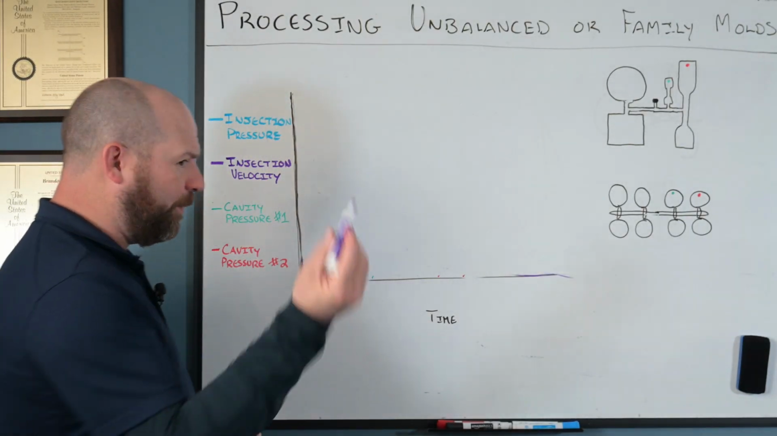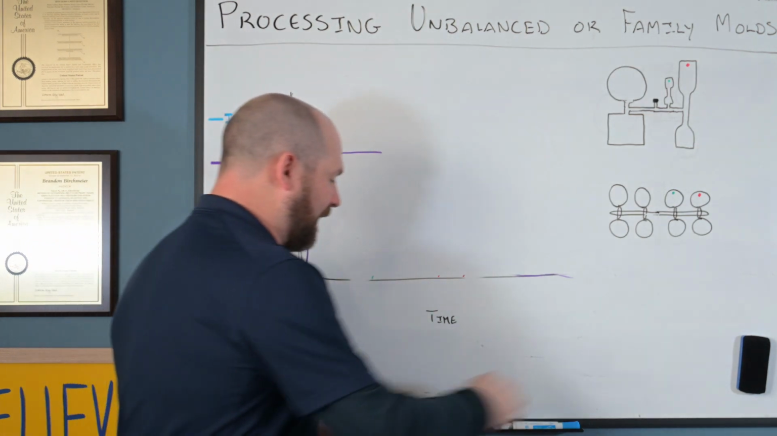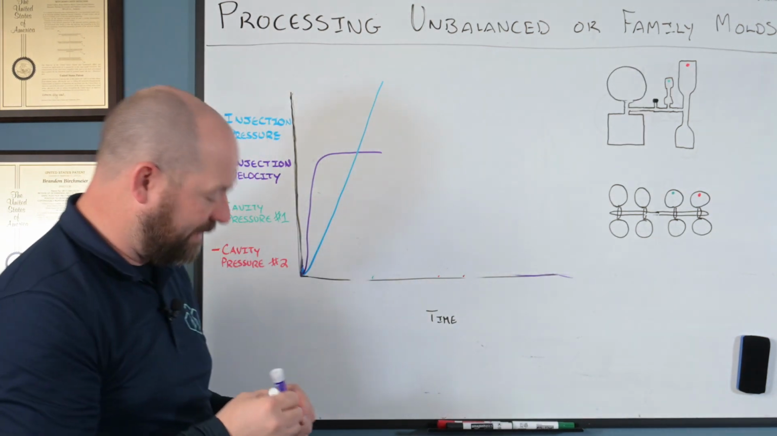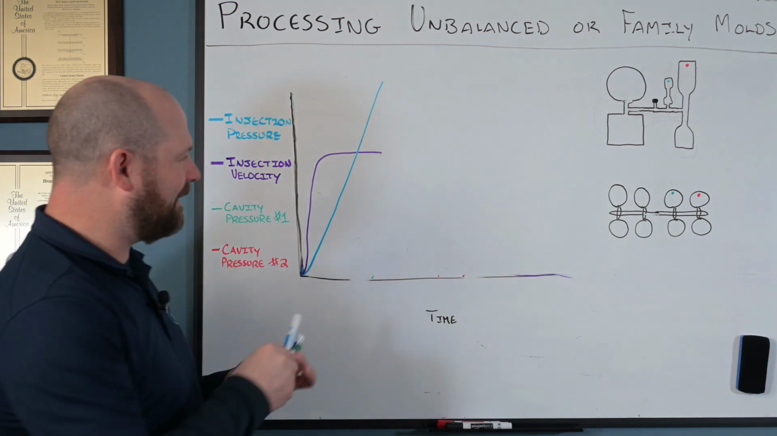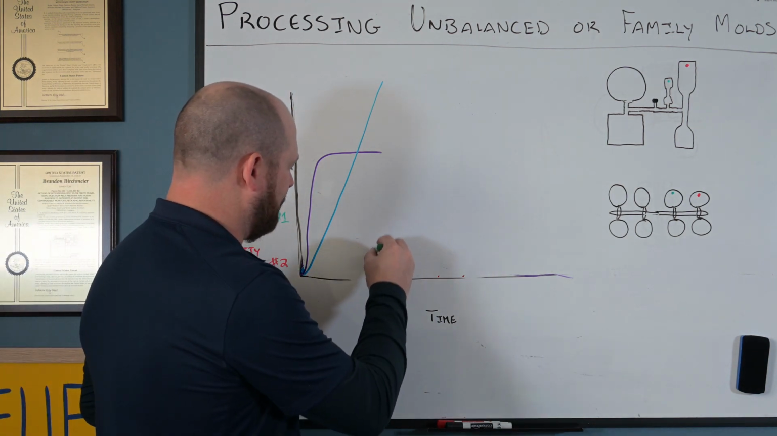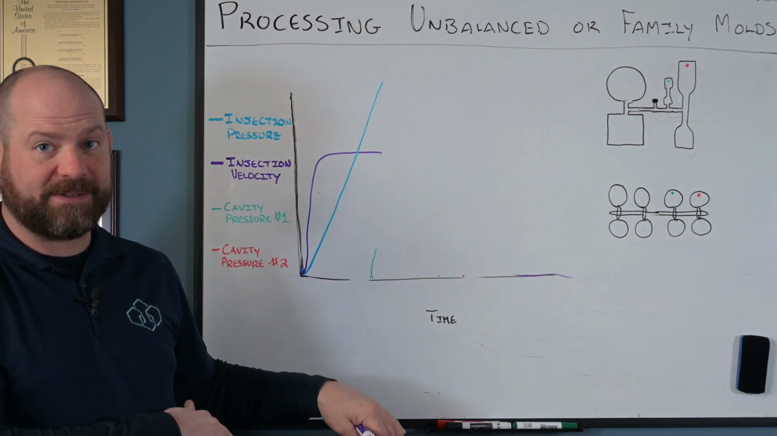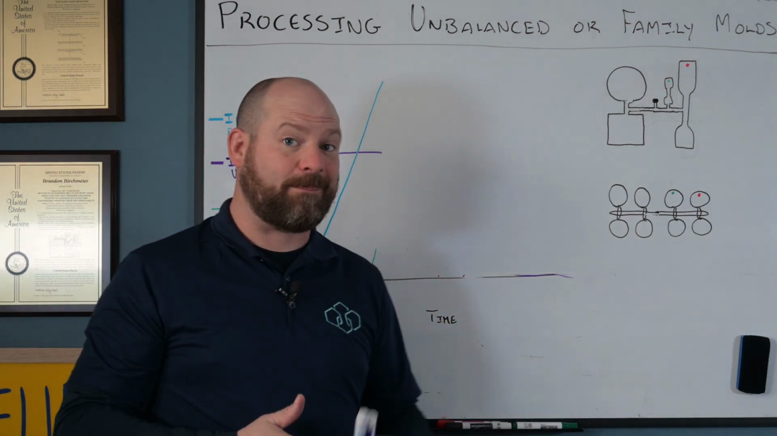So, purple injection velocity, I'm going to maintain that velocity for a certain amount of time. As that velocity is maintained, my injection pressure climbs in that scenario. Okay, now I am just hitting that cavity pressure sensor. It's just starting to climb. Now I'm going to transfer into my pack phase. And like I said, I'm going to use pack pressure here, not pack velocity.